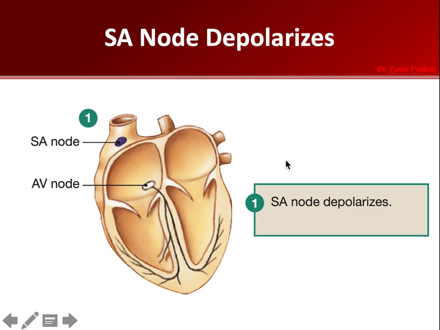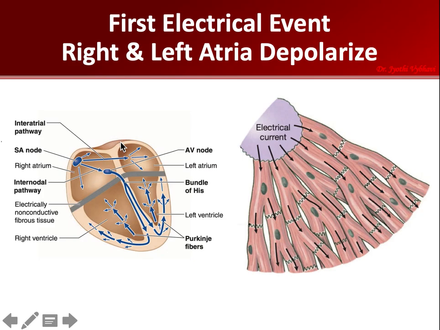So what is the first electrical activity? We all know the electrical activity of the normal heart starts with SA nodal depolarization. At the beginning of the cardiac cycle, the SA node fires and generates a wave of depolarization. In this picture, you can see the SA node and these vectors, and this is the AV node, and in between atria and ventricle there is a fibrous band, non-conductive fibrous tissue.